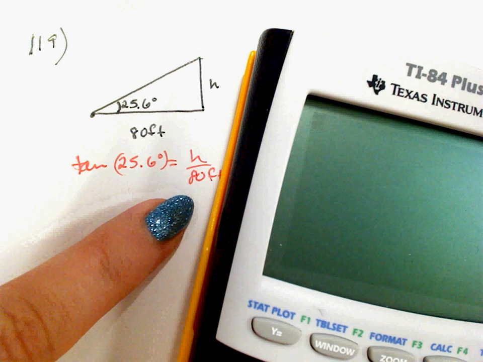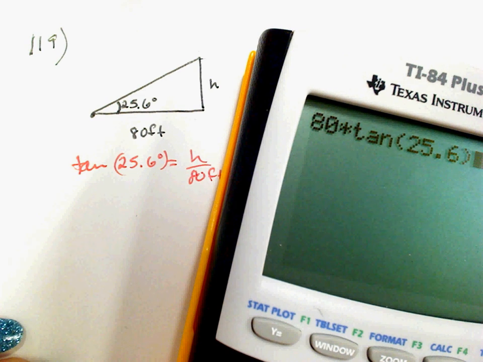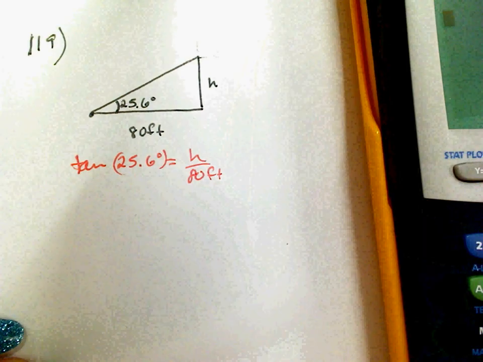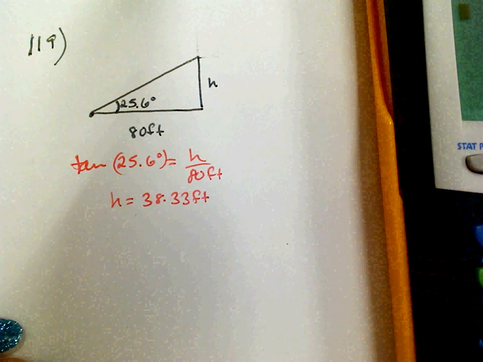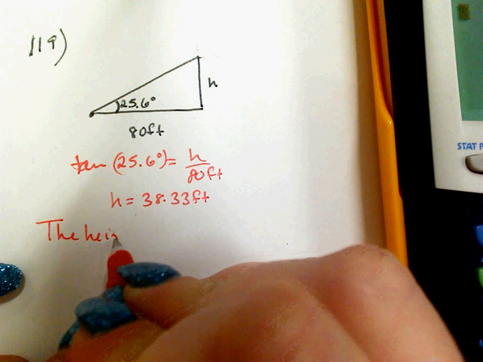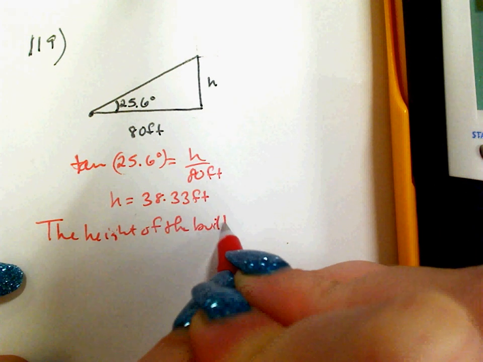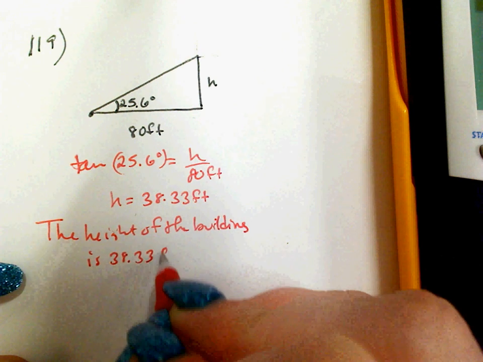And in order to solve for height, I'm just going to multiply by 80. So 80 times tangent of 25.6. And we get 38.3295, so 38.33 feet. So the height of the building is 38.33 feet.